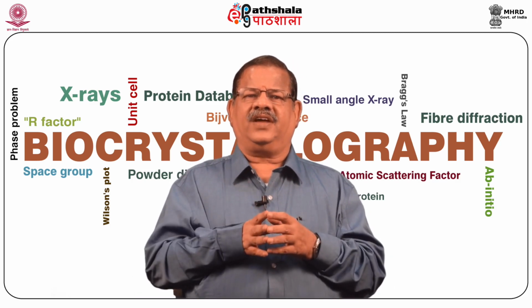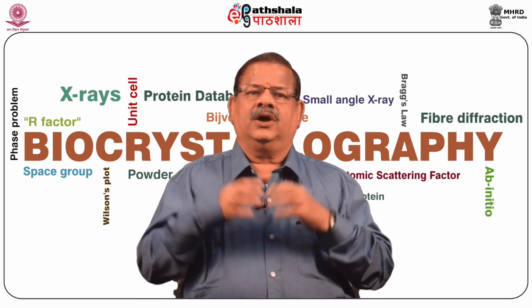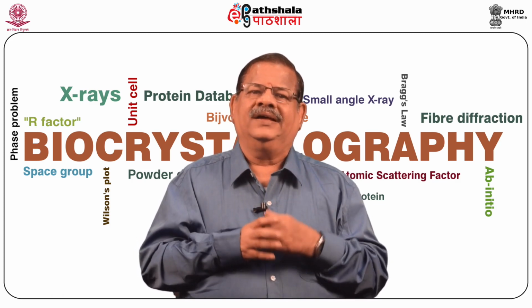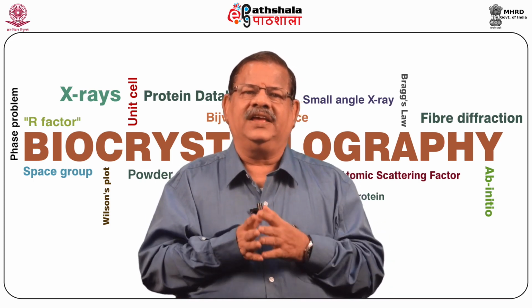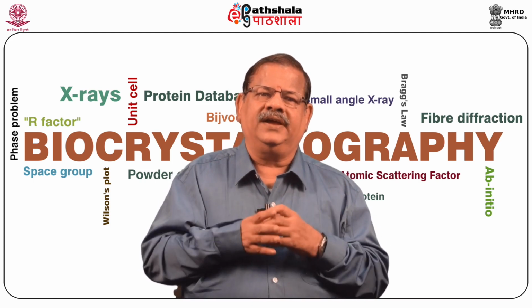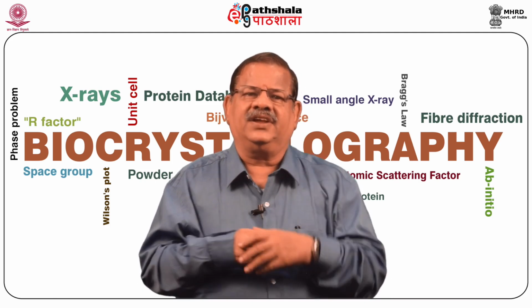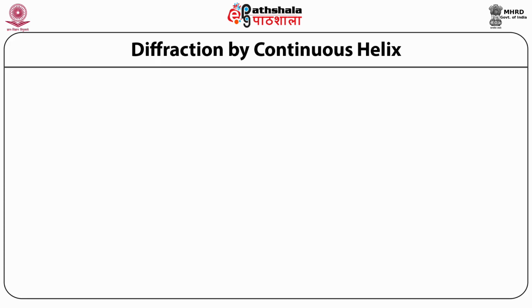The theory of diffraction by helical structures was elegantly worked out by the groups of Cochran, Crick and Klug after the proposal of the alpha helix in 1951 by Pauling, the Nobel laureate, and this has been extended and generalized by Lang and Ramachandran. Now let us see how the diffraction by a continuous helix will be.